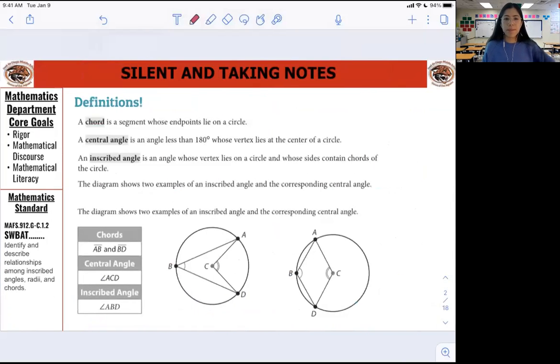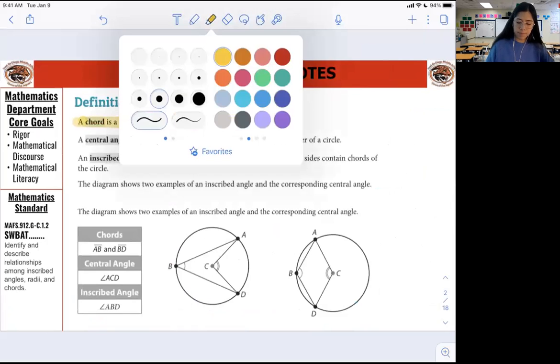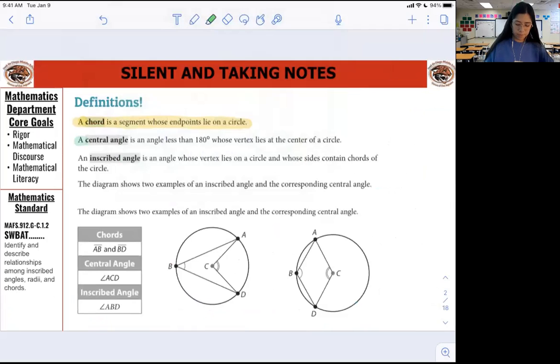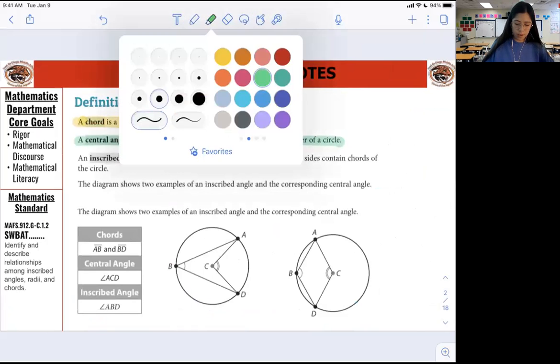So as always, we have some definitions. I've got 3 on the board. Can I get 3 volunteers popcorn it out to read these 3 definitions? A chord is a segment whose endpoints lie on a circle. Okay, number 2.